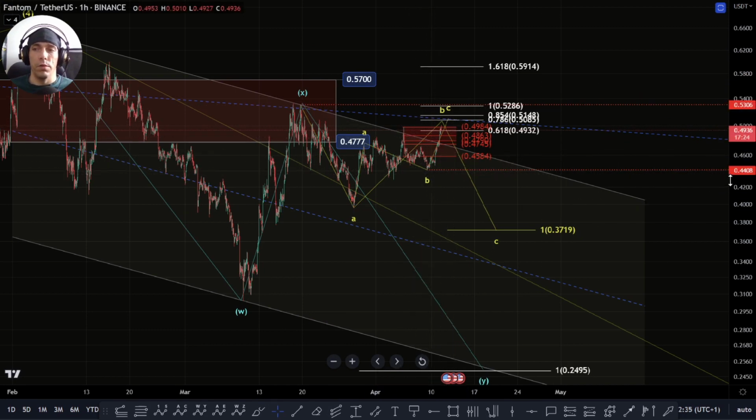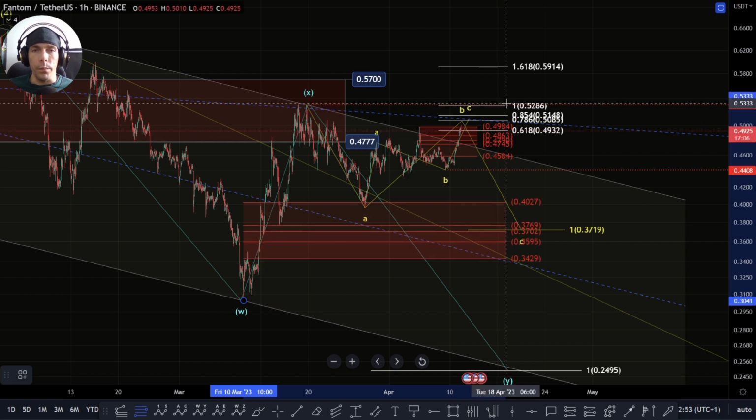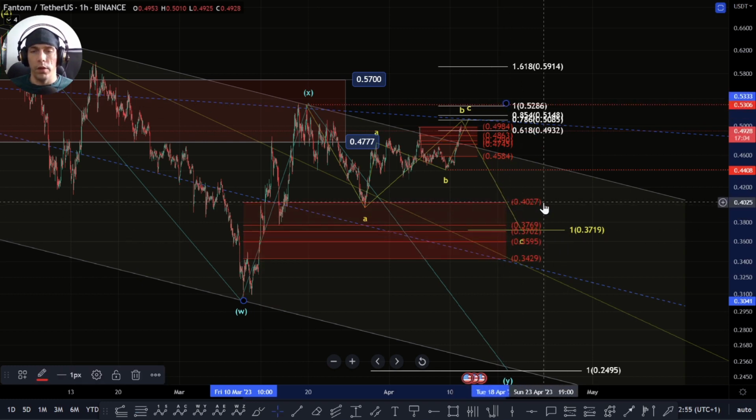If we start to lose structure and lose this 44.08, and then finally this 39.67, basically, this would invalidate that extension that we're looking at, and then we'd have to look for these lower targets here and potentially look to find support lower down here. If I just throw this fib on, between this 40.27 to this 34.29.